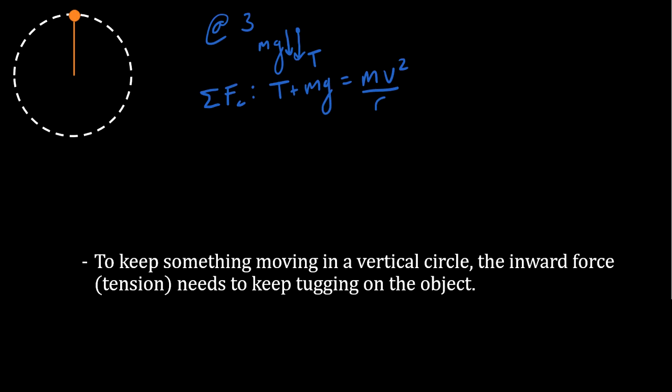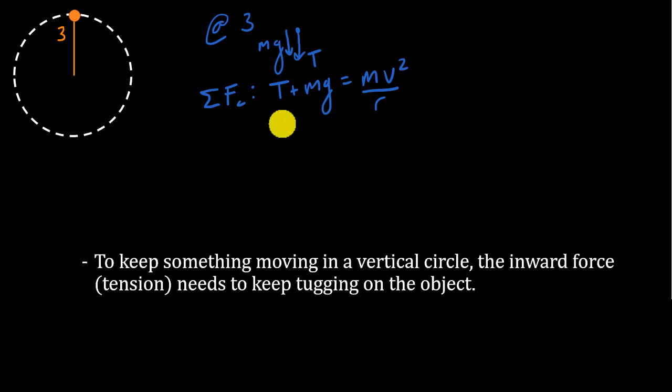Okay, I actually want to focus in on that part 3, that position 3 up here. I'm going to redraw number 3. Okay, there's that free body diagram again. Here's that sum of the forces. All right, this equation is really important, and it has to do with this bullet point that I have right here. If I want something to be moving in a vertical circle, when I'm swinging something around, I should feel that tug, that tension in the string, right? It's that tension that keeps tugging it.